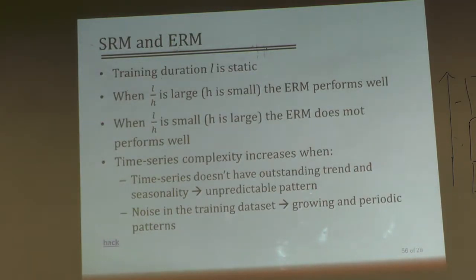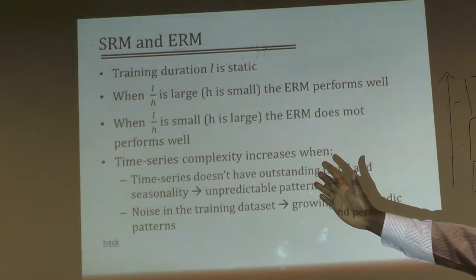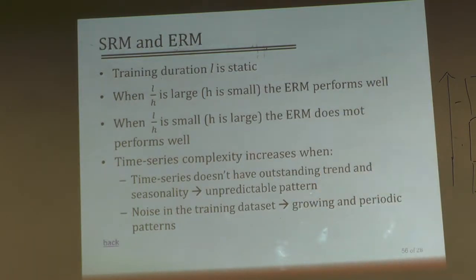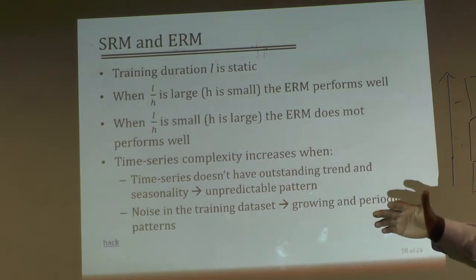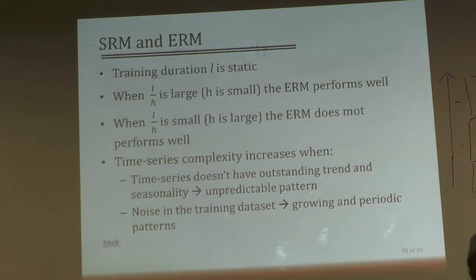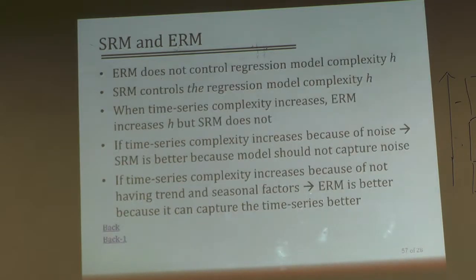If you remember when we talked about support vector machine, that hyperplane, the boundary, that's what is going on here. If H is large, the empirical risk minimization performs very well. If H is small, the empirical risk minimization does not perform well. So what differentiates the two of them?